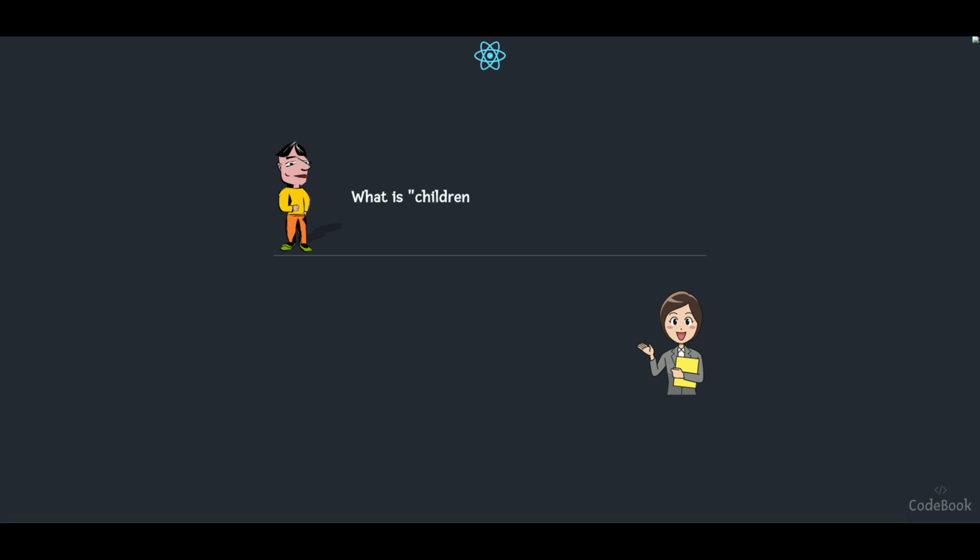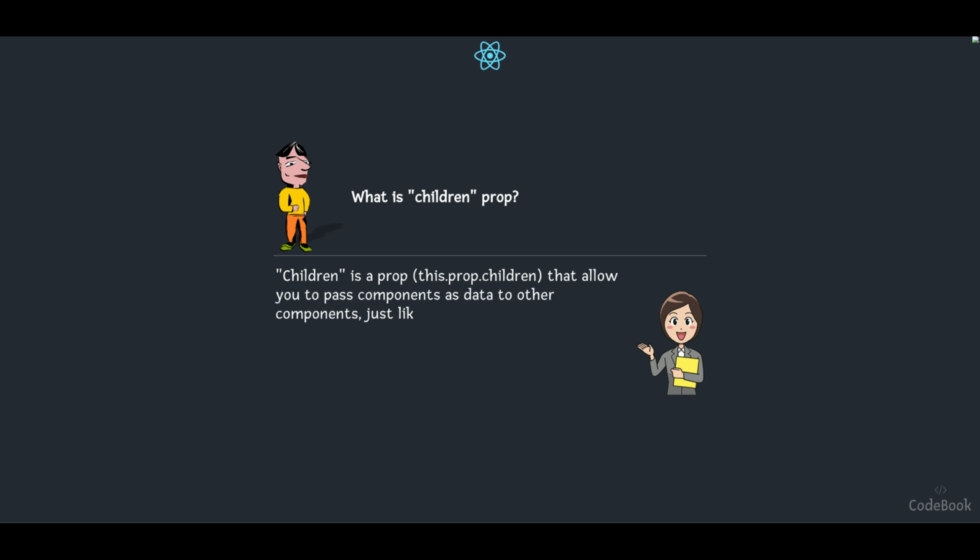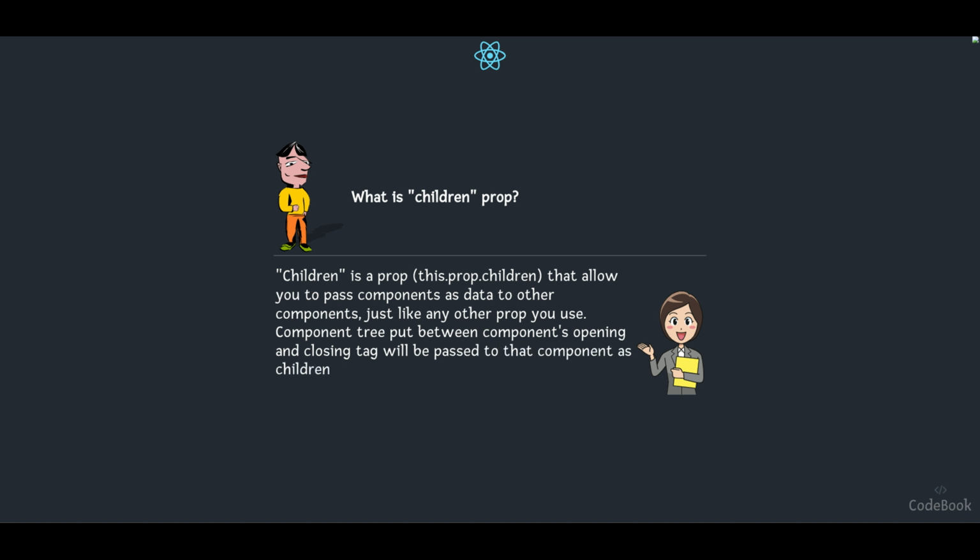What is children prop? Children is a prop, this.props.children, that allows you to pass components as data to other components, just like any other prop you use. Component tree put between components opening and closing tag will be passed to that component as children prop. There are a number of methods available in the React API to work with this prop.